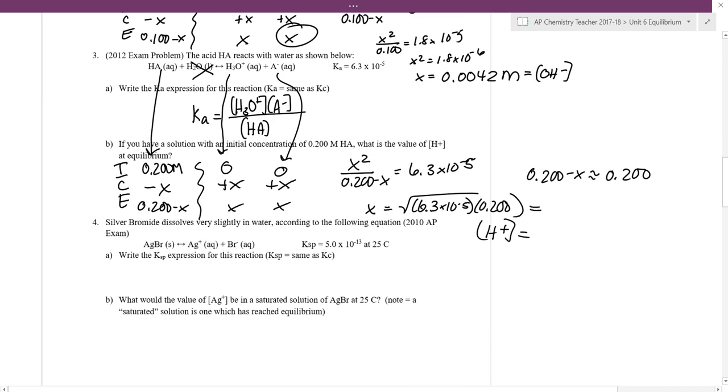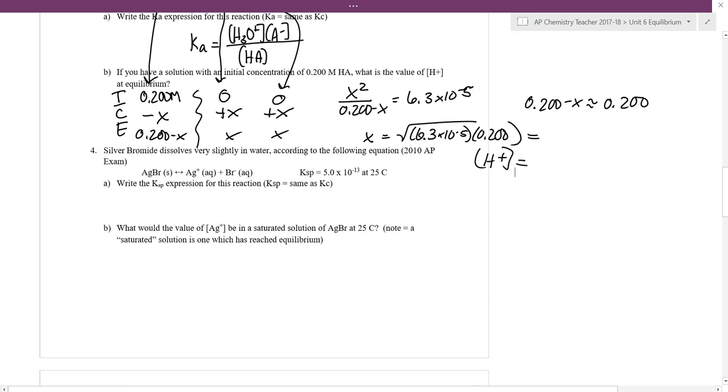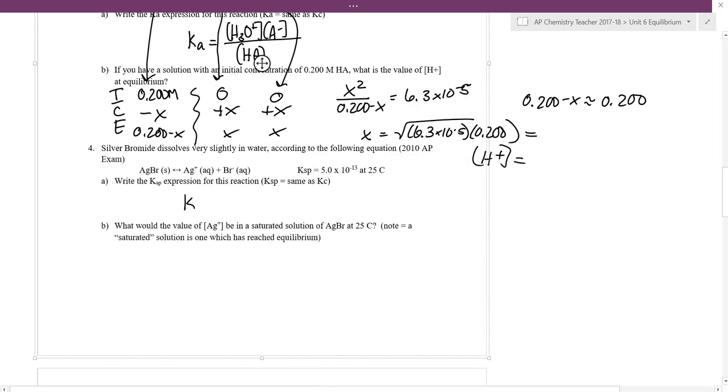Okay, let's do one more just for fun. Let's do this KSP one right here. So we've got another K expression. So notice Ka, Kb, and KSP, they're all just Kc expressions. We leave out liquids and solids. So in this case, I'm leaving out my reactant. So it's just going to be the silver and bromide.